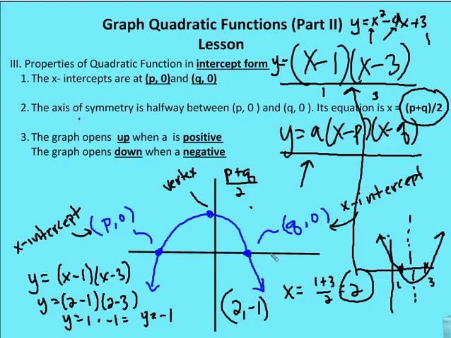When we talk about minimum and maximum values, the minimum or maximum value is always just the value of the y component of the vertex. So in this case, my minimum value is going to be negative 1. Now remember that the graph opens up when the a value is positive and down when it's negative. So when it opens up, I'm going to have a minimum value. So we see here a minimum value, and when it opens down, I have, in this case here, a maximum value.